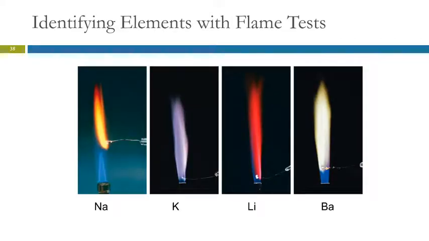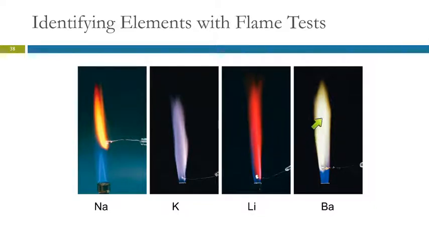We also see colors when you put elements in a flame. So here, the heat of the flame is exciting the atoms. It's putting energy in, and the energy is being released as a color of light energy. For sodium, we get this very distinctive yellow-orange color. Potassium is lavender. Lithium is this intense red.